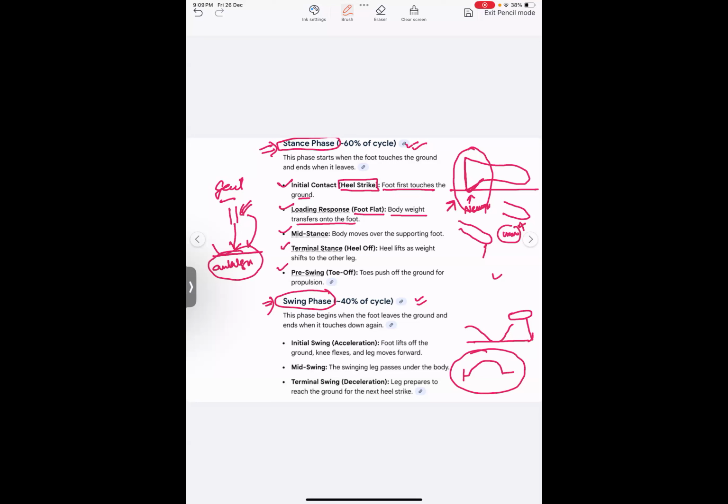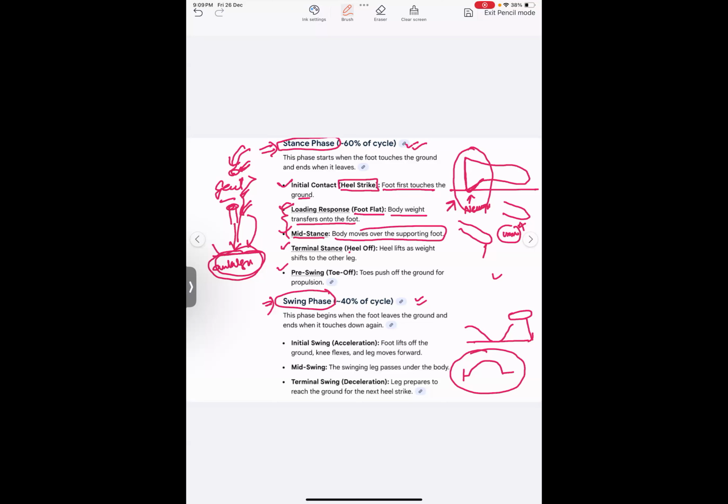This patient is having a problem, maybe in the knee joint, maybe in the hip joint. When he is transferring all his weight from this joint to the foot, he feels pain and he doesn't put the whole foot flat on the ground. Then in midstance, the body moves over the supporting foot. So these two phases in the antalgic gait will be very much shorter.